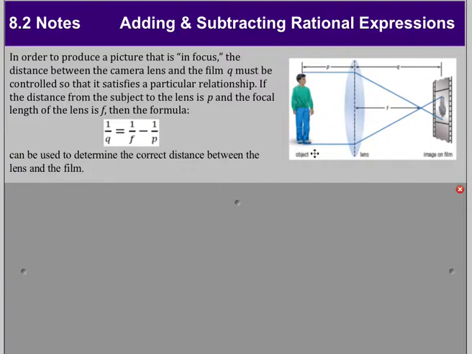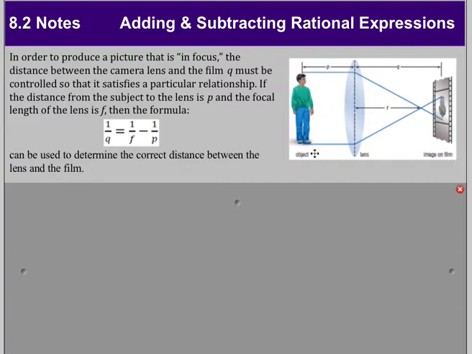Today we're going to look at section 8.2, which is adding and subtracting rational expressions. Remember in the previous section we did multiplying and dividing. Just to remind you, if you're multiplying, you just multiply across, so multiply the numerators and multiply the denominators. If you are dividing, remember you multiply by the reciprocal. So today we're going to look at adding and subtracting, so let's look at the example we have provided.